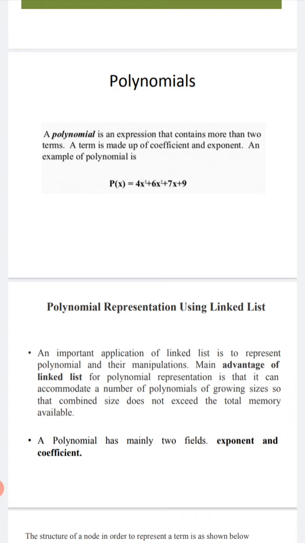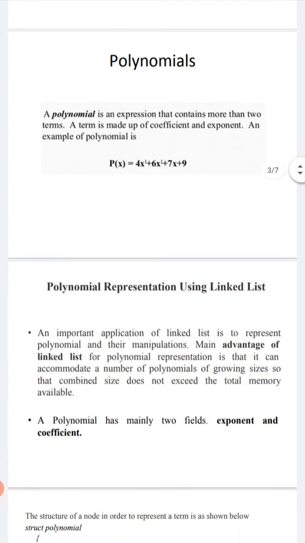We can denote the polynomial equation as P of x. So the equation is P of x equal to 4x cube plus 6x squared plus 7x plus 9. Here there are four terms. The first term is 4x cube, the second term 6x squared, the third term 7x, then the fourth one plus 9. So this is the polynomial equation.